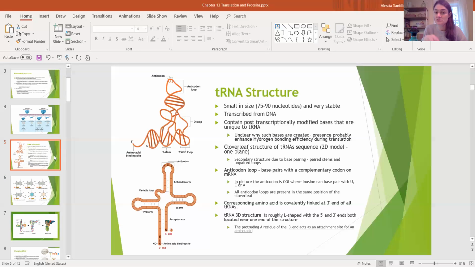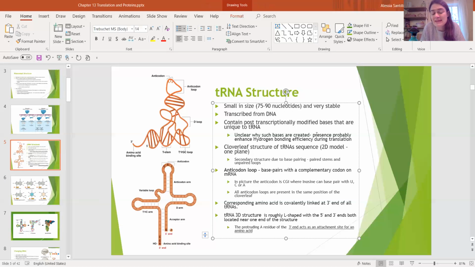So it's very important to remember that we have post-transcriptional modification, especially when it comes to tRNA. We have a lot of unique bases in tRNA. That's one of the reasons how we can explain inosine. But for other bases, it gets a little bit more complicated. We don't really understand why there are so many different kinds of unique bases. And they say here, the presence probably enhances hydrogen bonding efficiency during translation.